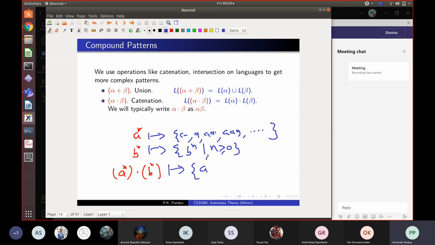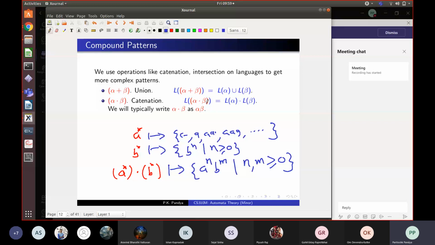Arbitrary number of A's followed by arbitrary number of B's, right? Because you can take a word consisting of an arbitrary number of A's from the first language, catenate it with a word from the second language, which is an arbitrary number of B's. And the number of A's and the number of B's are not related in any way. So n and m both are independent, but they are greater than or equal to 0. This is the language it will denote, right?